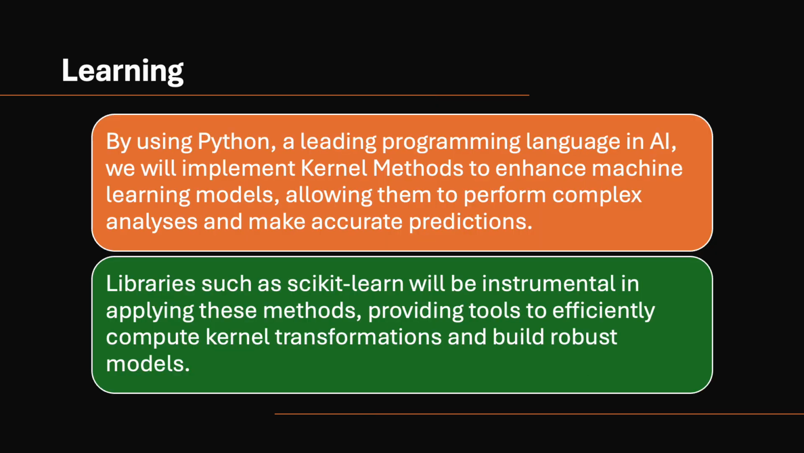By using Python, a leading programming language, as you all know, in artificial intelligence, we will implement kernel methods to enhance machine learning models, permitting them to perform complex analysis and make accurate predictions. Libraries such as scikit-learn will be instrumental for you all in applying these methods, providing tools to efficiently compute kernel transformations and build robust models.